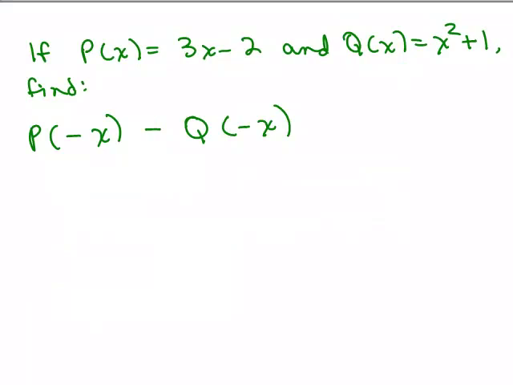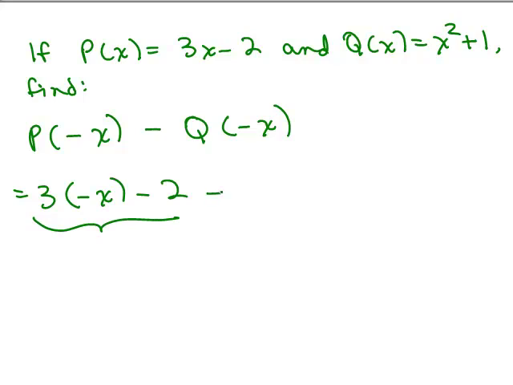All right, here's another challenging one for you to try. See if you could compute this. You're going to do p of negative x minus q of negative x. Try it on your own first. Okay, p of negative x means I'm going to plug in a negative x in place of that x. So I have 3 times negative x minus 2. That's your p of negative x right here, okay?